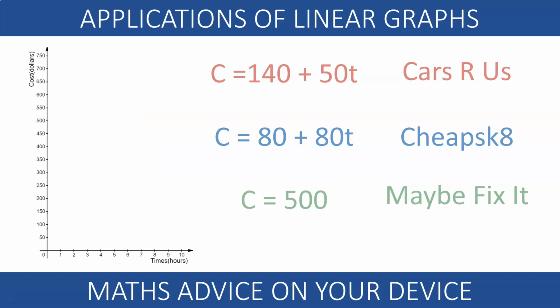Cars R Us line starts at $140 and goes up in 50s. Cheapskate charges $80 just for looking into your car and $80 per hour. Maybe Fix It charges a flat fee of $500. You can see that the graph is horizontal up to 8 hours.